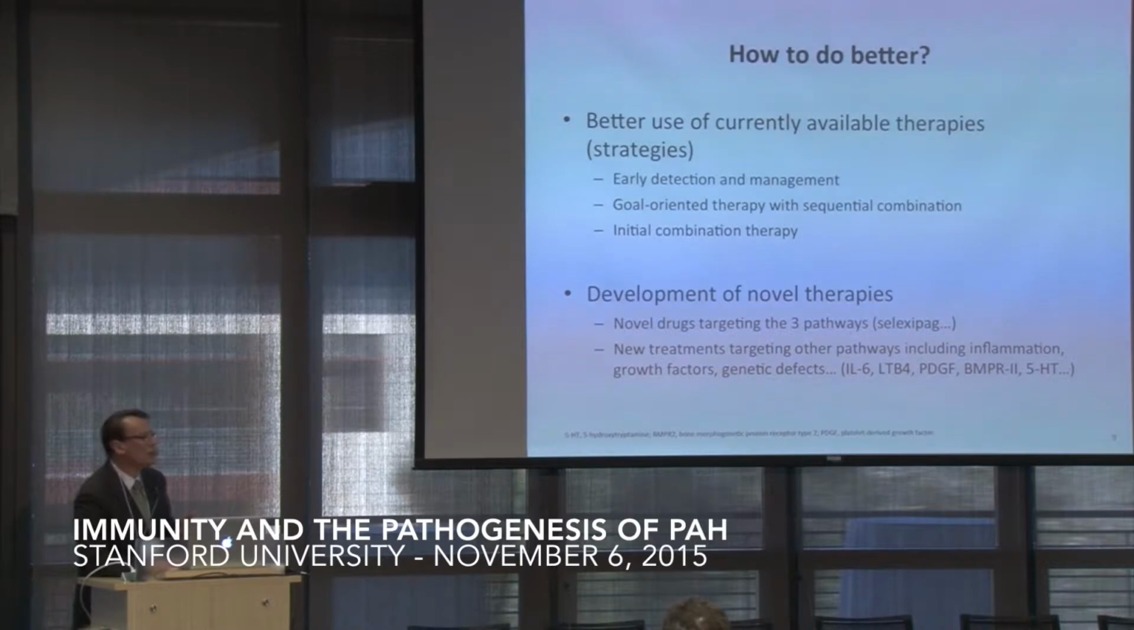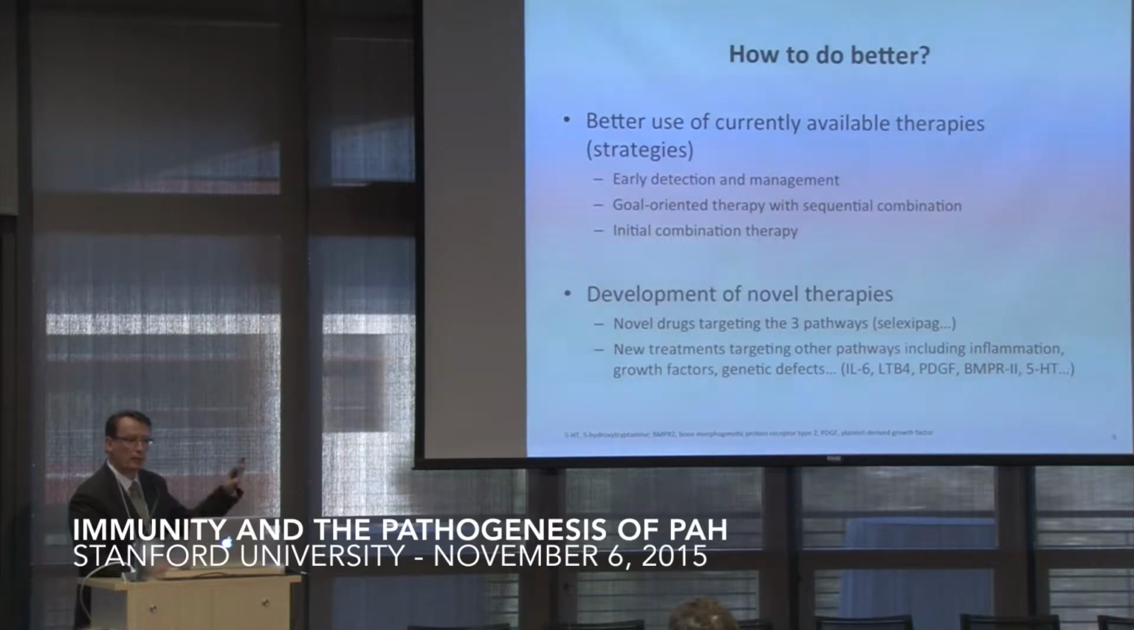So the new strategy is early detection for sure, goal-oriented therapy with very ambitious goals for sure, initial combination therapy of what we have for sure, and developments of novel therapies. So some people try to develop one more new agent targeting the 3 pathways, but we really think, and that's the reason why we are here today, that we have to target other things, as Marc said, as add-on therapies.